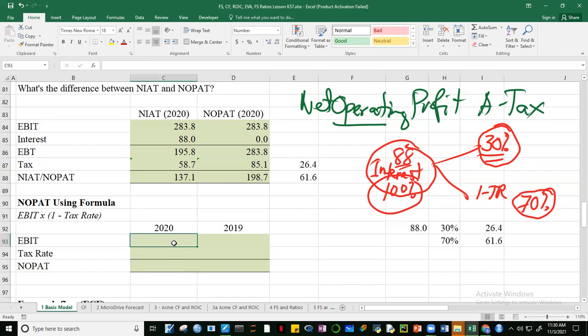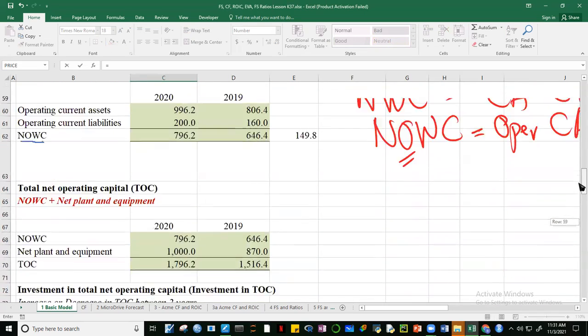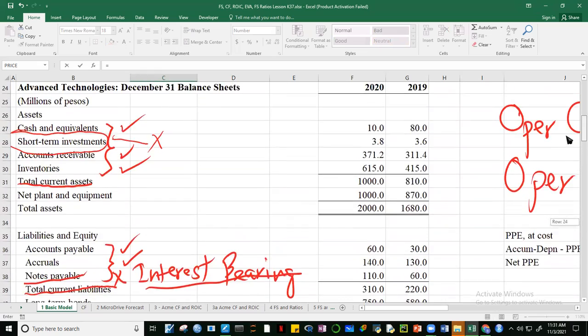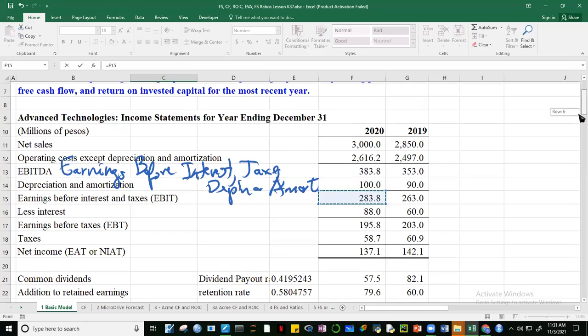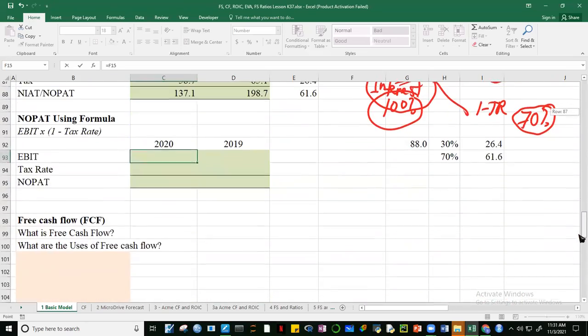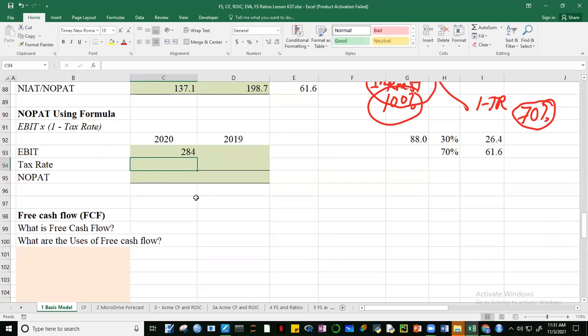So let's do that, guys. The shortcut is just EBIT times 1 minus tax rate. I'm going to copy EBIT here so that I can also compute for NOPAT for 2019. We can copy that to the right. This is your EBIT for 2019. Then this is equal to this one multiplied by the tax rate.